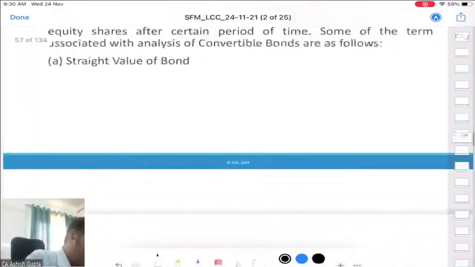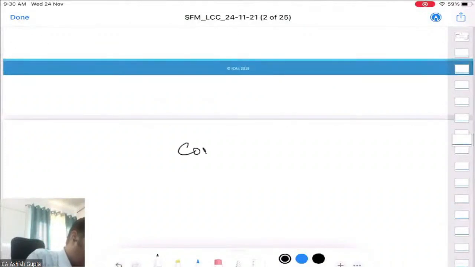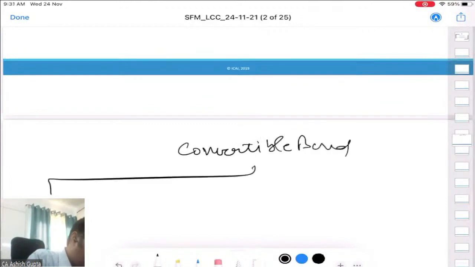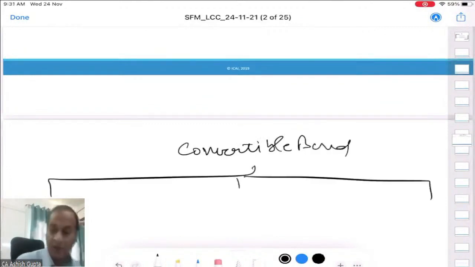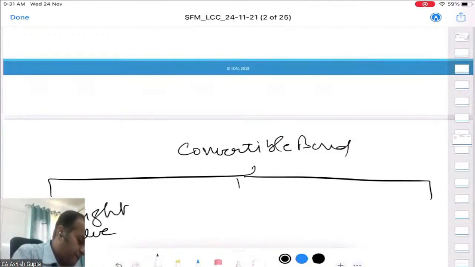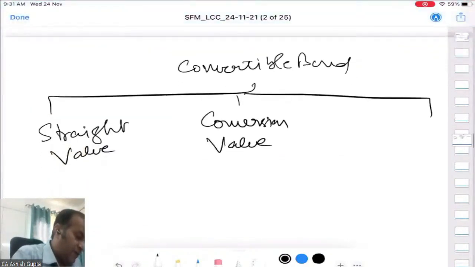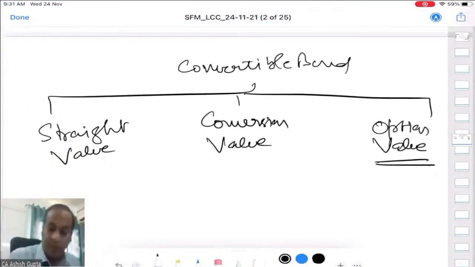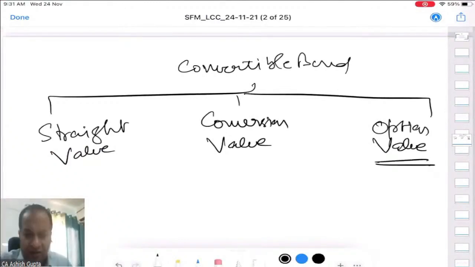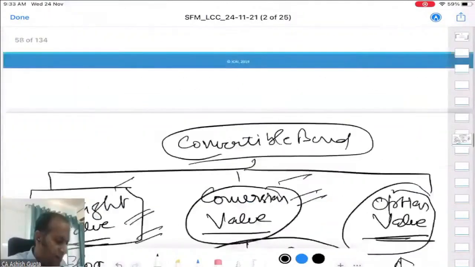Because they are a package. You can say convertible bonds are basically a package of three things. Now this is the straight value. Another is your conversion value. And third is the option value. What is this option value? It is a separate class of value.